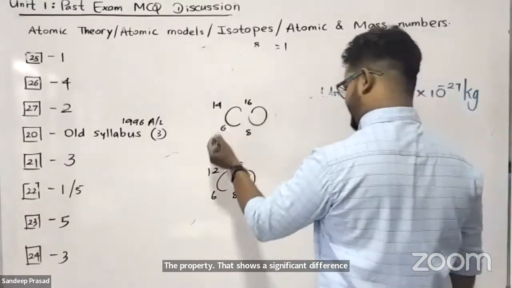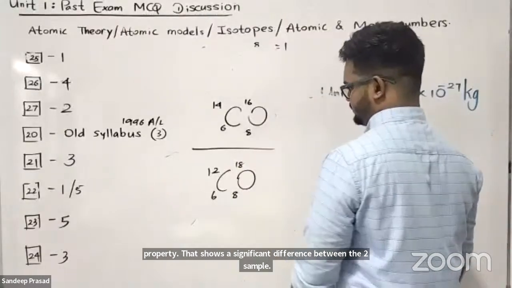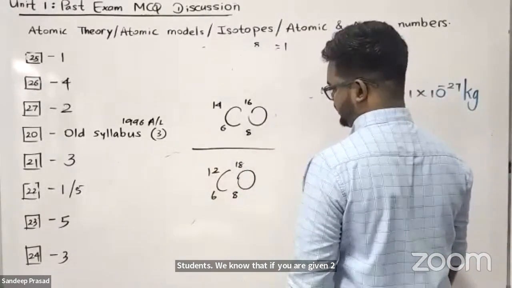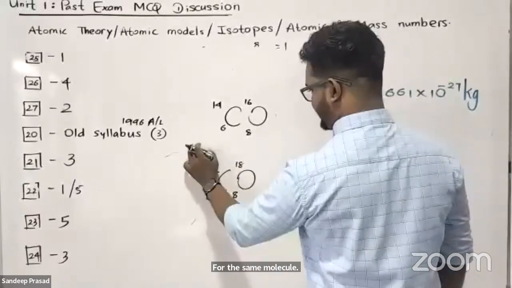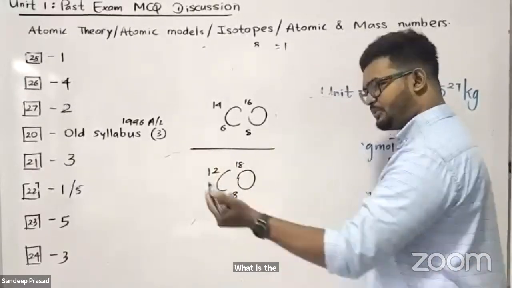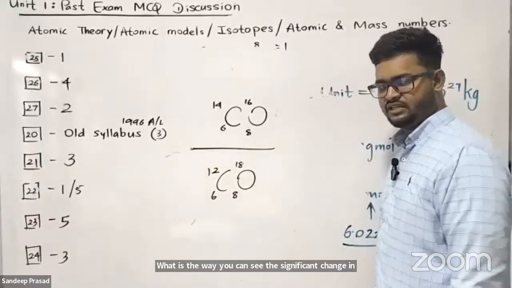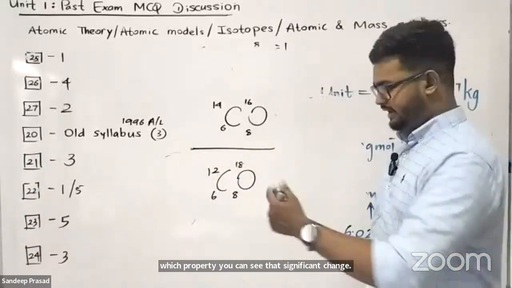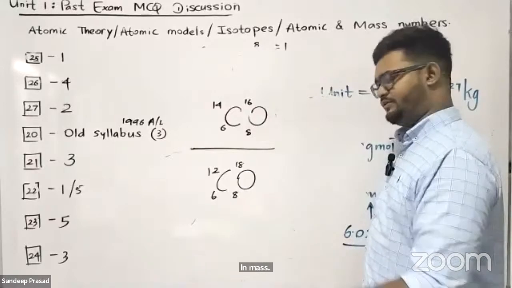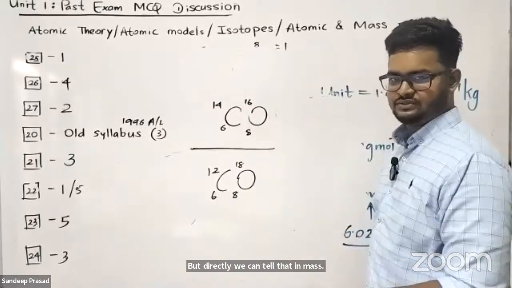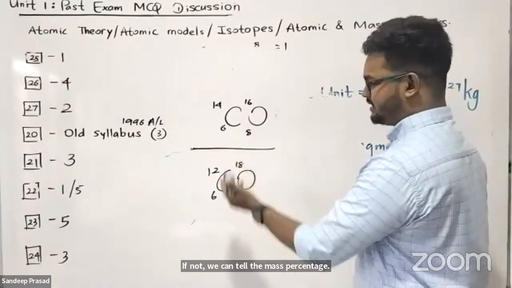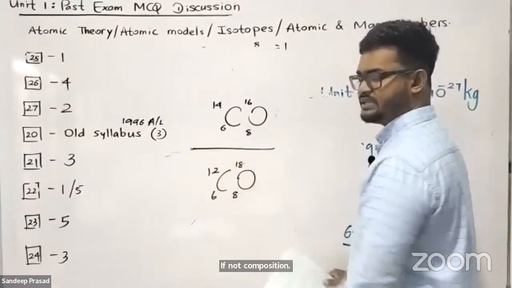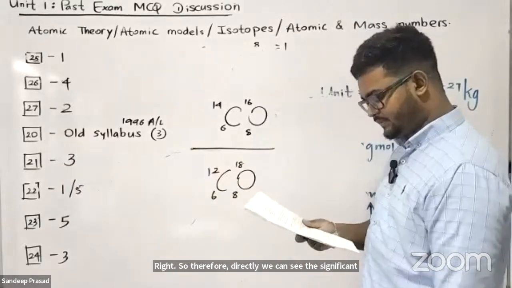Students, we know that if you are given two isotopes of the same element or the same molecule, where can you see the significant change? In which property? In mass, right? Directly we can tell that in mass. If not, we can tell mass percentage, right? If not, composition, right? So therefore directly we can see the significant change in the mass. Let's see whether they have given the correct answer.